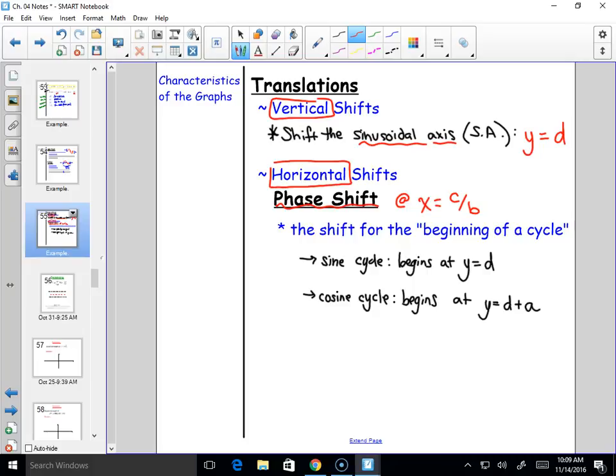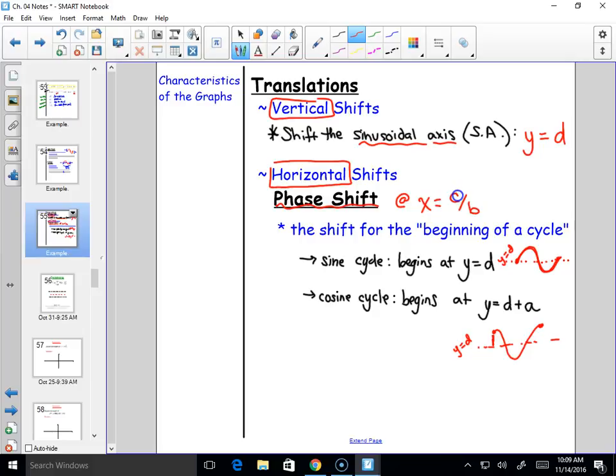And one more quick reminder, since we're talking about the beginning of a cycle. Remember, sine starts in the middle. I'm going to put a little line here and say y equals d. Sine starts at y equals d and goes up and then back again. Cosine starts. Let's see if this makes sense. Y equals d cuts this in half, the sinusoidal axis. Cosine starts at d plus a. It's not on d. It's up a, or the amplitude, away from that.